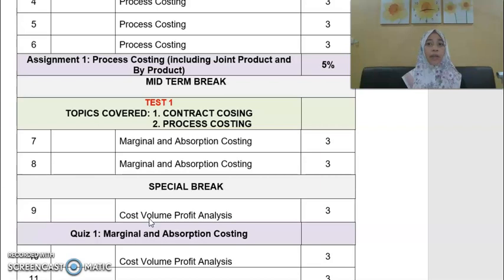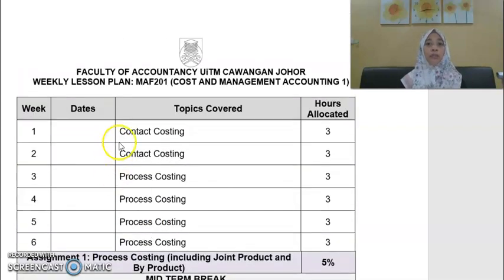But before I explain to you about the syllabus, I would like to relate to you the whole spectrum of MAF. Basically, before you do MAF 201, you of course have completed your MAF 151. What actually have you studied in your MAF 151? Let us look at the lesson plan for your MAF 151, all right?